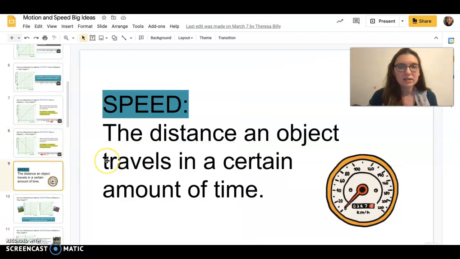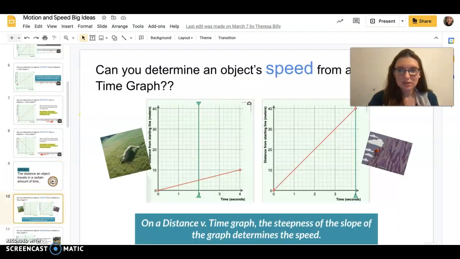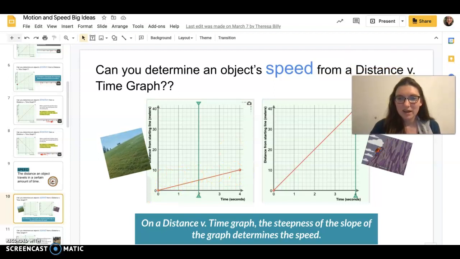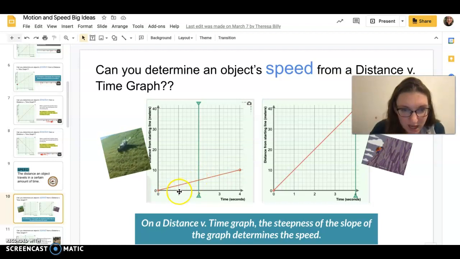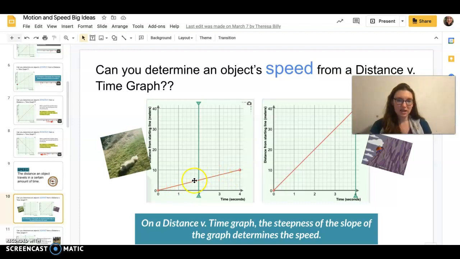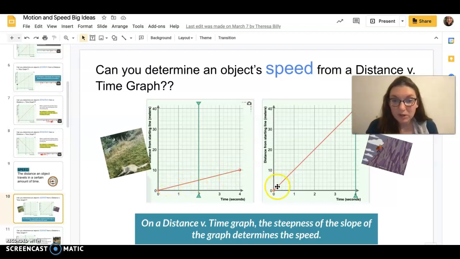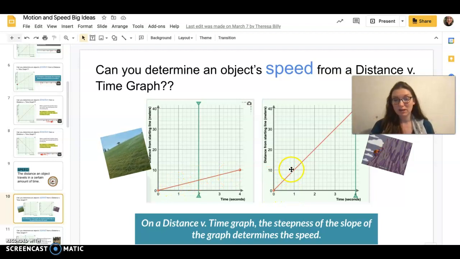What is next? Then there's the speed. The speed is the distance an object travels in a certain amount of time. So you can determine speed by the slope of the line. So we have here a pretty slow speed movement. They're only moving like 2.5 meters every second, looks like. In comparison to this one where they're moving 10 meters every second.